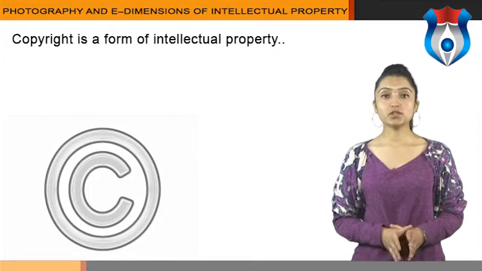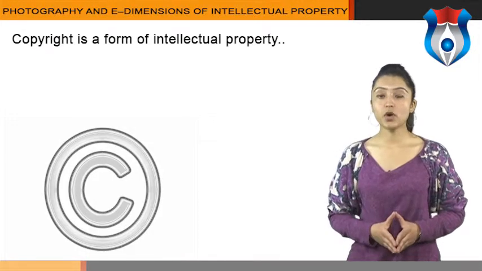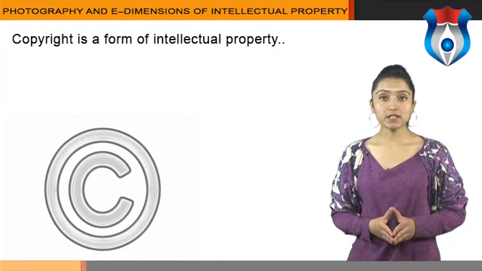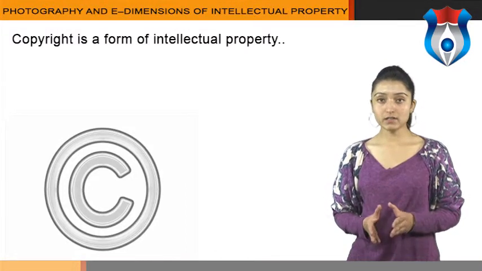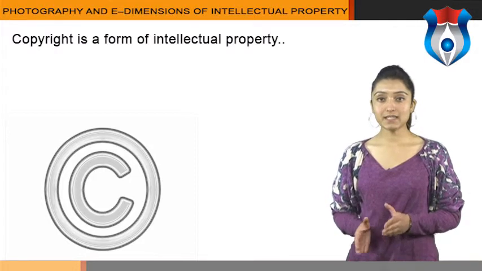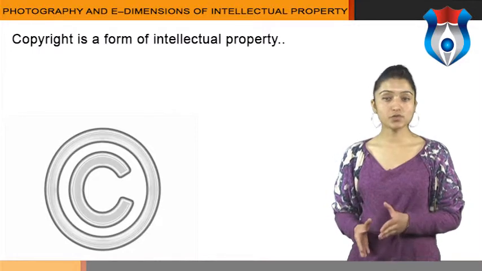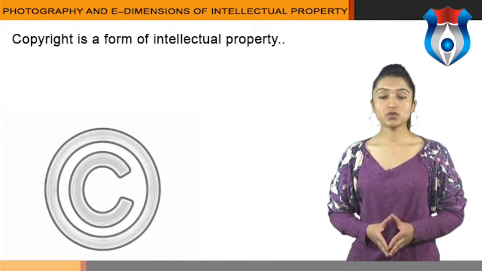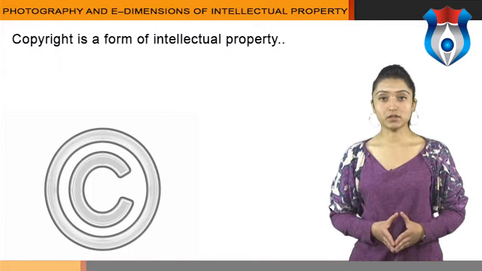Let's begin with the introduction to intellectual property rights. Copyright is a form of intellectual property. Intellectual property includes intangible assets such as works of authorship, ideas, and business goodwill. Intellectual property laws protect these intangible assets. Protection is secured through four separate bodies of law: patent law, trade secret law, trademark law, and copyright law.